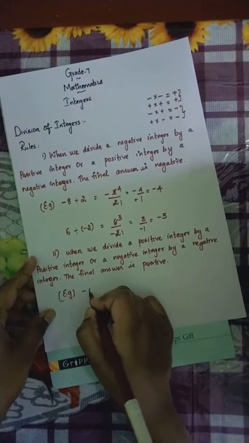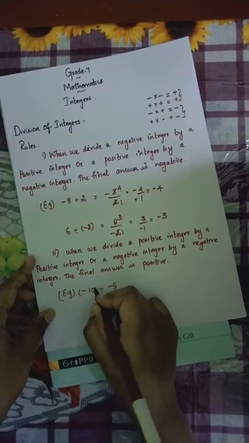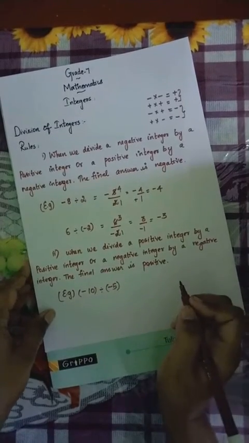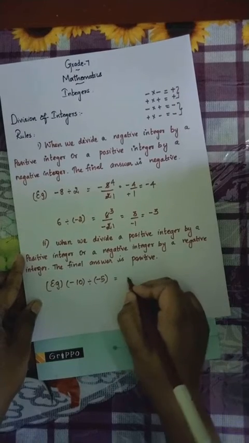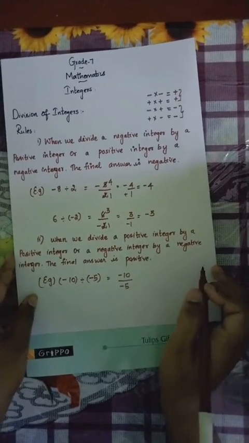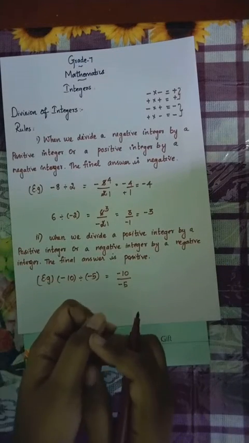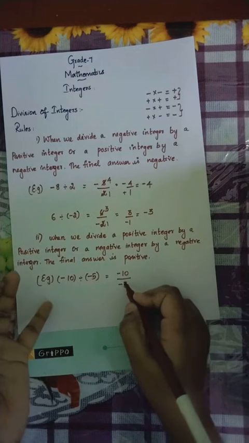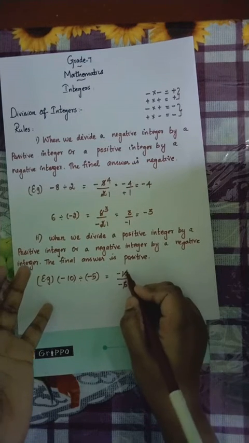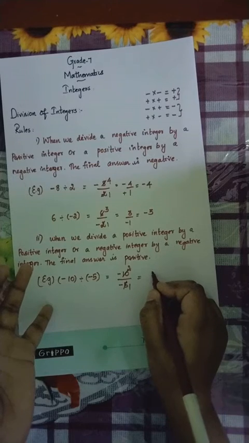Minus 10 divided by minus 5. We can write it as minus 10 divided by minus 5. First divide both the numbers. It is a single digit number, so we can directly divide. 1 5 is 5, 2 5s are 10. So 2.